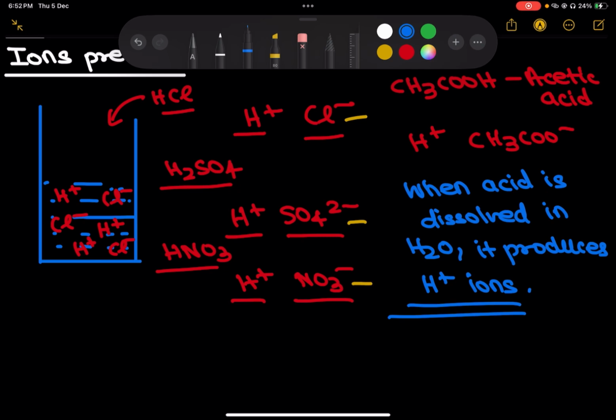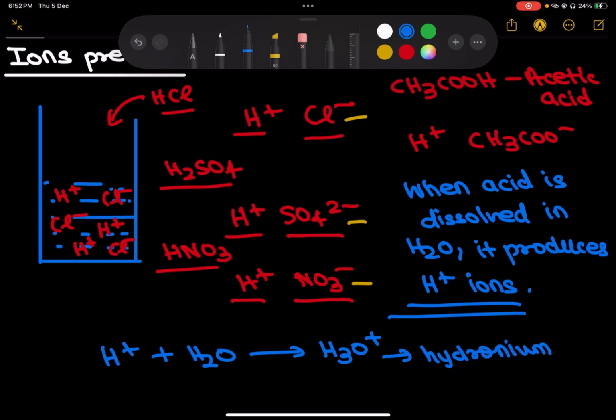These H plus ions combine with the H2O molecule and form a new type of ion, which is H3O plus. This ion is known as the hydronium ion.